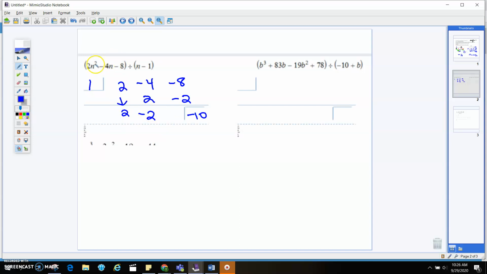Now we're going to go to our exponent. We're going to take 1 off, and we're going to go into the first power: minus 2 minus 10 over n minus 1. So our final answer is going to look like 2n minus 2 minus 10 over n minus 1.